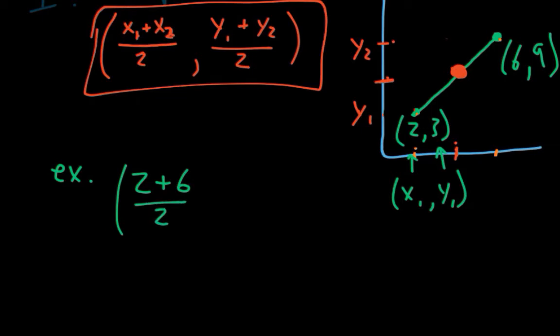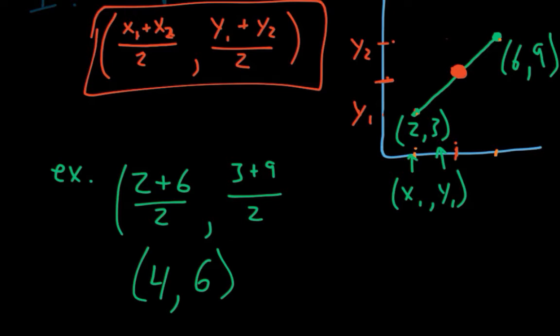If I wanted that midpoint, just say, well, one x value is 2, the other x value is 6. You take those and divide by 2. So 8 divided by 2 is 4. My y values are 3 and 9, so if I do 3 plus 9, I get 12, divided by 2 gives me 6. So my midpoint's 4, 6.